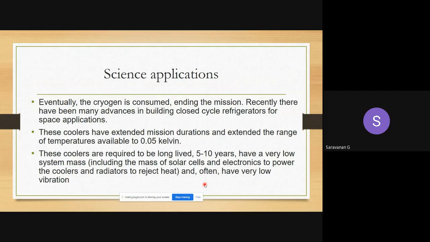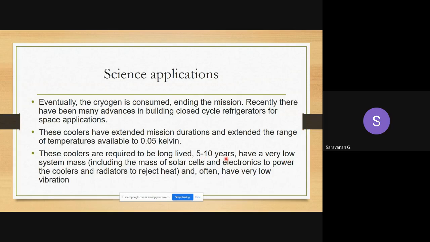It is also a coolant, as cryogenic refrigerators for cryogenic low temperature systems. These coolers can extend the mission duration. The temperature may be very, very low, in the range of 0.05 Kelvin. These coolers have a long life. We have to use these coolers for a long period of time, in the range of 5 to 10 years.